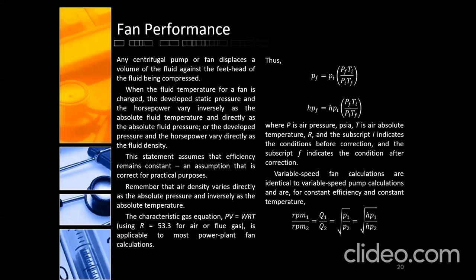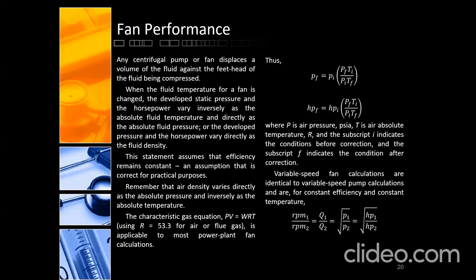Remember that air density varies directly as the absolute pressure and inversely as the absolute temperature. The characteristic gas equation, PV is equal to WRT, using R as 53.34 for air or flue gas, is applicable to most power plant fan calculation. Diba? Sa power plant, iba temperature. Itong pag-testing mo sa labas, bago deliver, iba yung malamig.